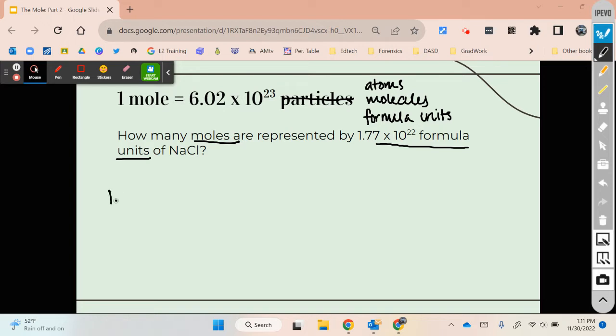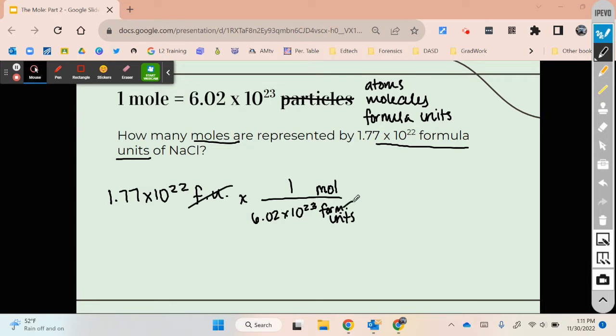So now we're just going to be working in the other direction that we were working in the previous problem. Now we're going to be starting with 1.77 times 10 to the 22nd formula units. I don't feel like writing all of that out, so I'm abbreviating it by FU. No pun intended. But we are going to put those formula units on the bottom and moles on top. And remember, it's always 1 mole. So that means that 6.02 times 10 to the 23rd is going to go on the bottom. So in this case, formula units crosses out, and we're going to be dividing these two values because one is on top and one is on bottom.